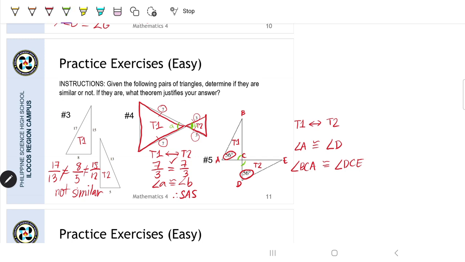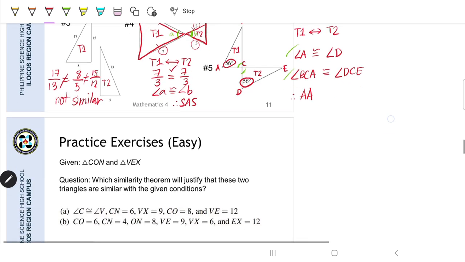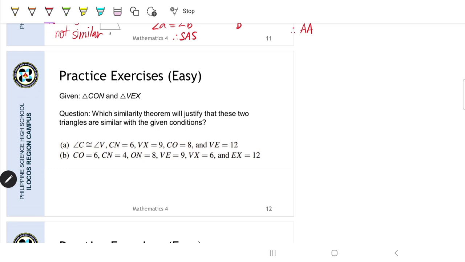So what do we know here? There are two pairs of congruent angles for the two triangles. Therefore, by the AA corollary, we can say that T1 is similar to T2. Okay, so let's look at other types of problems that we may encounter later on in our assessments.